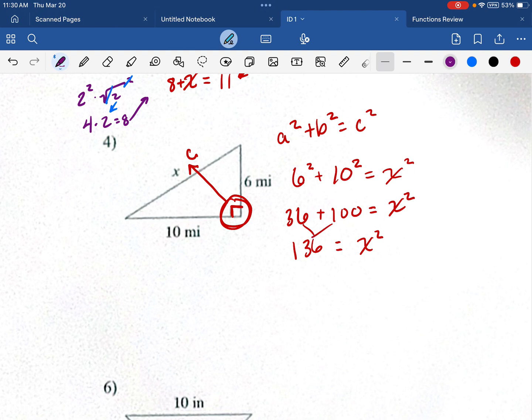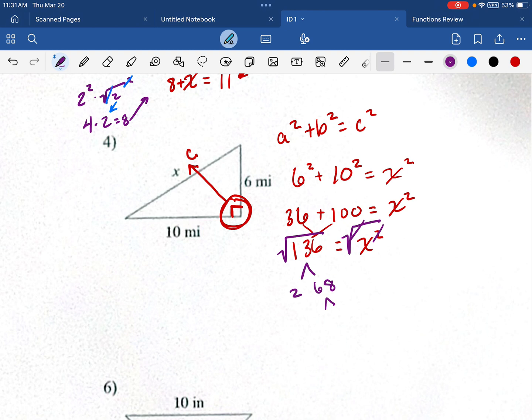Now I know to unsquare the x, I'm going to have to square root. I can't do something on one side without doing it to the other, so I'll square root both sides. And then, let's see, I know 136 is divisible by 2. And so let me grab a calculator here. 136 divided by 2 gives me 68.